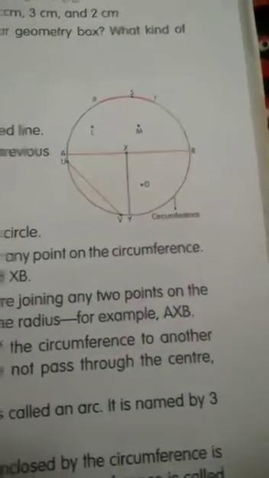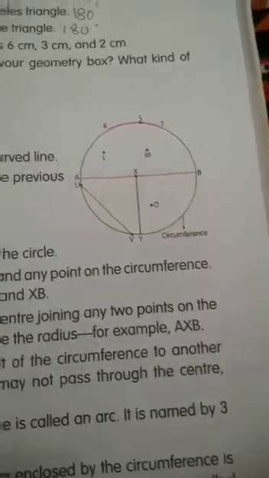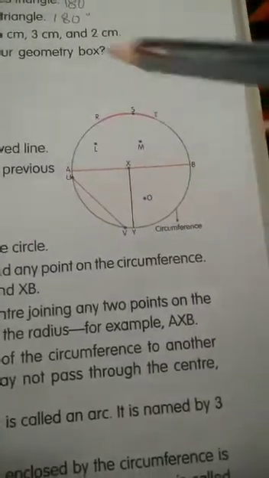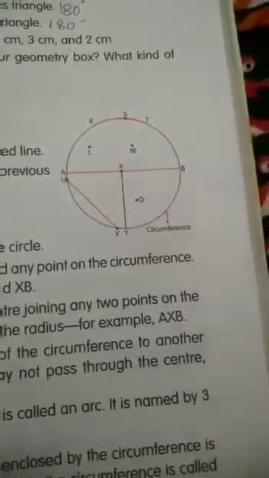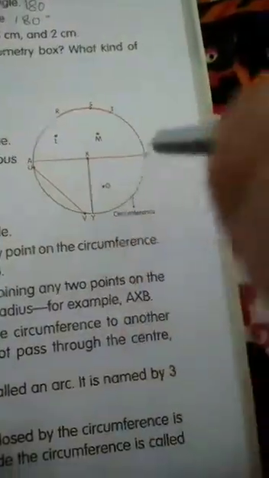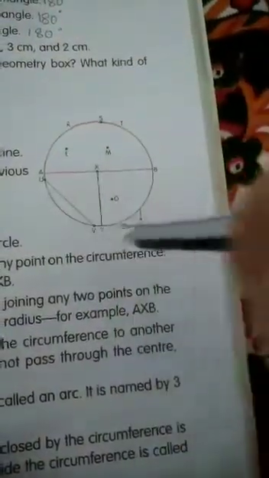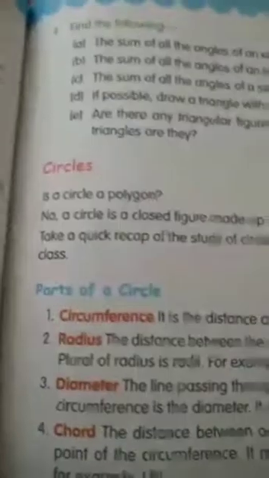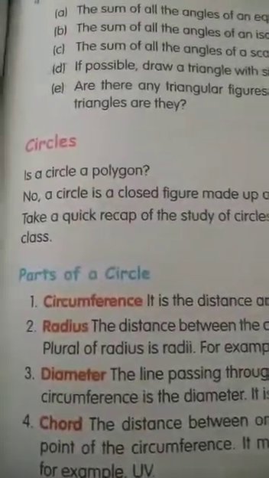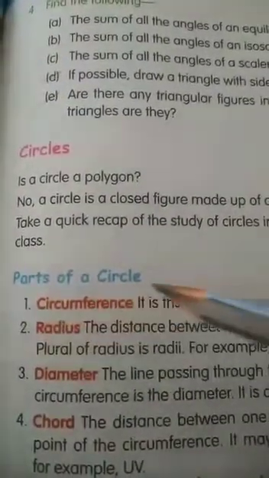Take a quick recap of the study of circles in the previous class. Okay, so this is a circle. A circle is a closed figure made up of curved lines. Parts of a circle. Here are the parts of a circle.